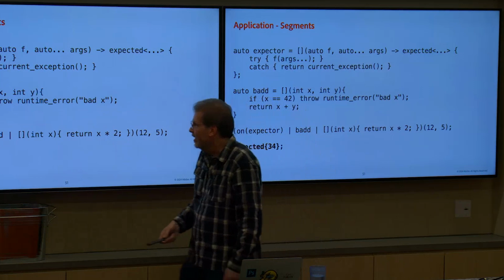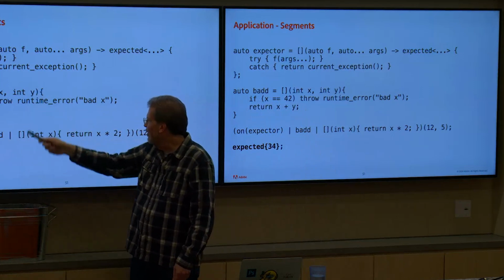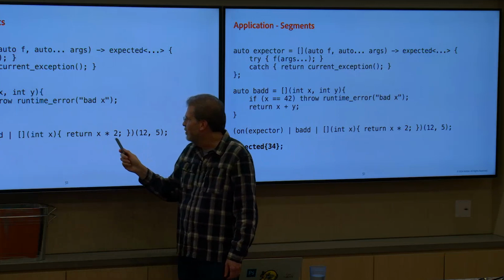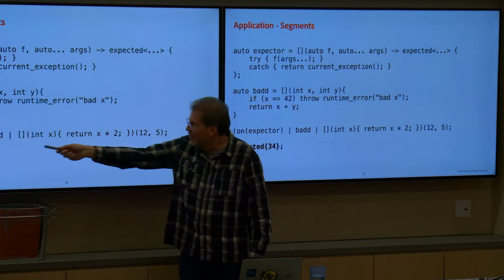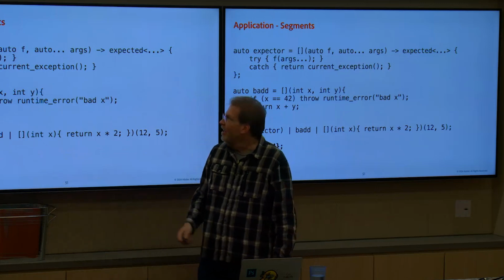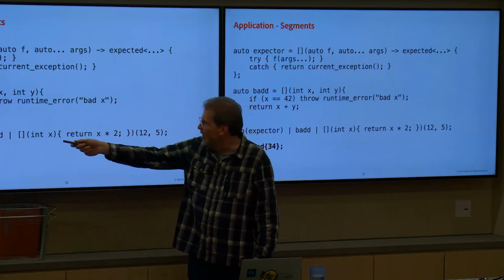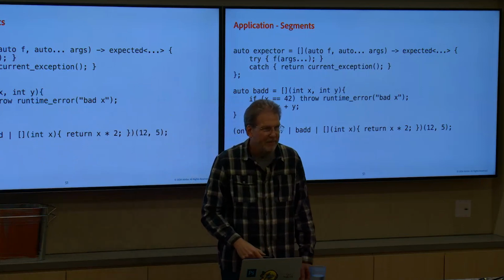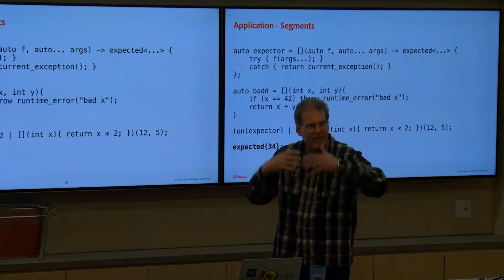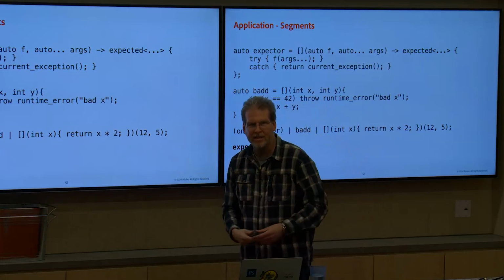And then I can write this. I can say on expector, do my bad add, and then pipe the result of my bad add to this lambda expression that returns x times 2. And if I feed it 12 times 5, I'll get an expected 34. And if I were to plug in 42 here as my x, I would get expected holding my runtime error back out. Okay, so my segments are where I start to provide the environment within which my functions are executed.